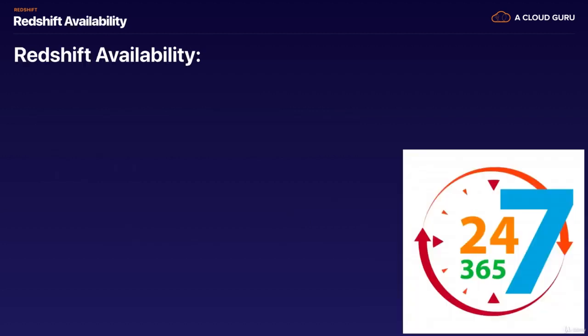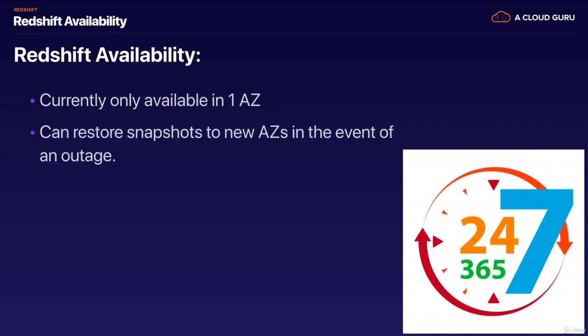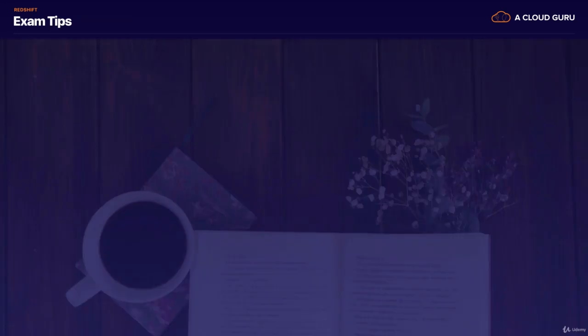Certified Security Specialty course. In terms of availability, Redshift is currently only available in one availability zone, so you cannot have Redshift with multi-AZ turned on just yet. Who knows if that will change. You can restore snapshots to a new availability zone in the event of an outage.